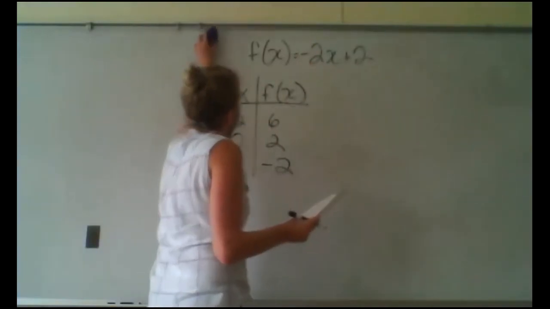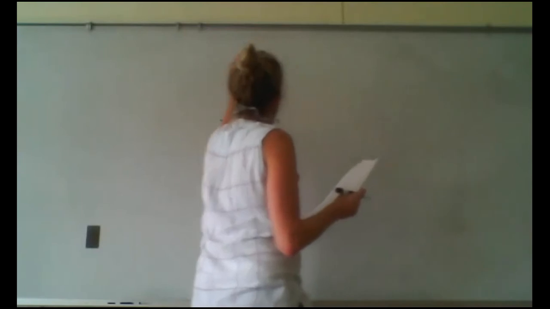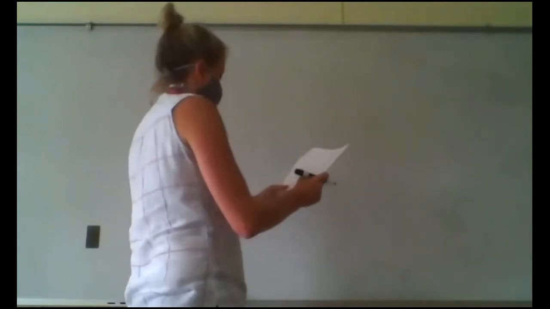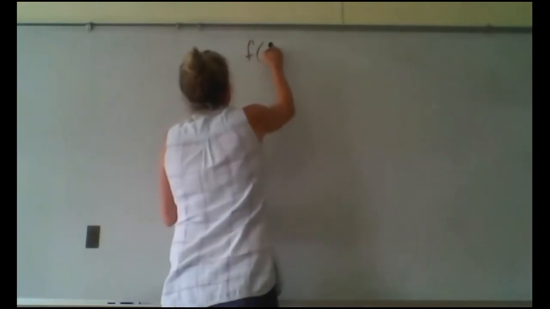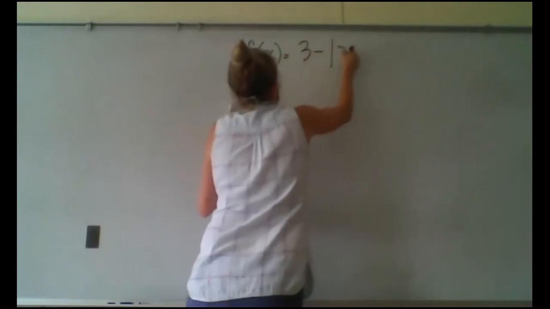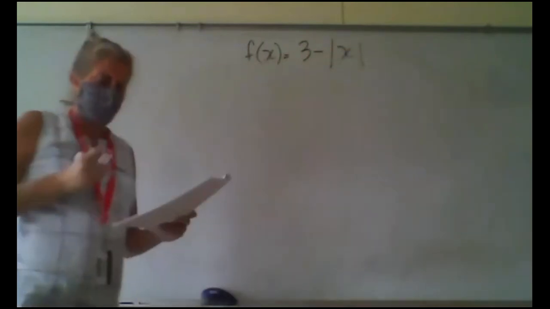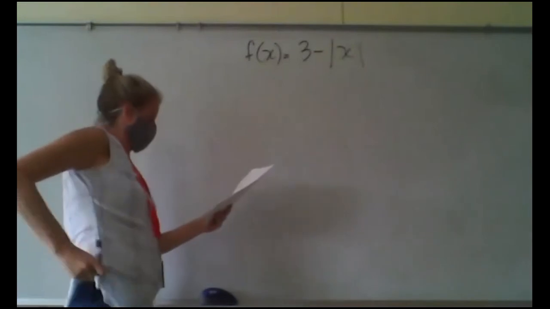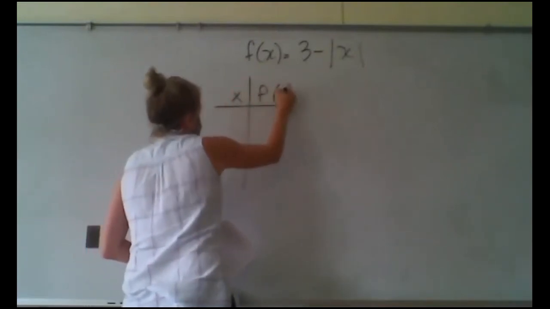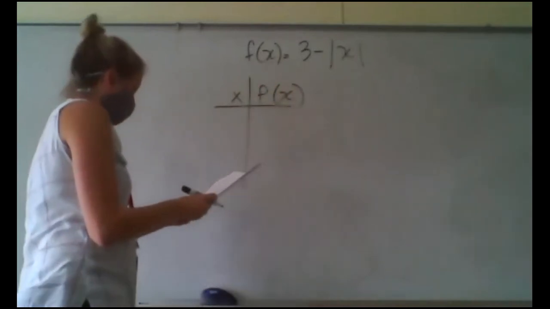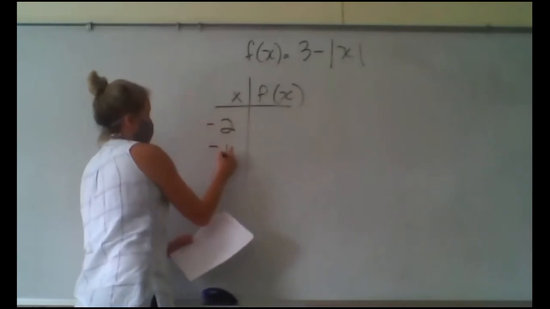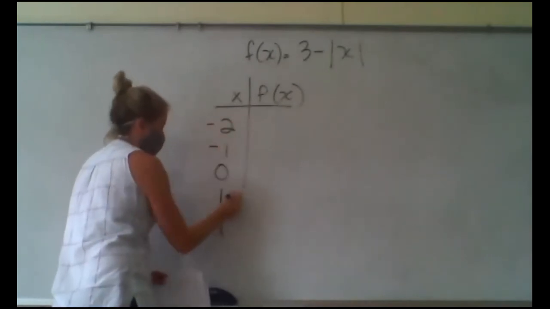Number 11. The function is f of x equals 3 minus the absolute value of x. And then my chart gives me again my x and y, or my x and f of x. And the numbers it wants to use are -2, -1, 0, 1, and 2.